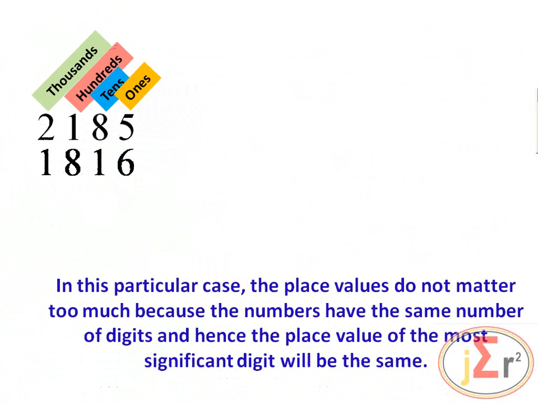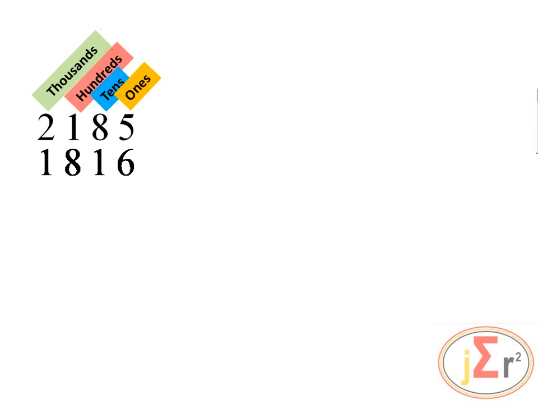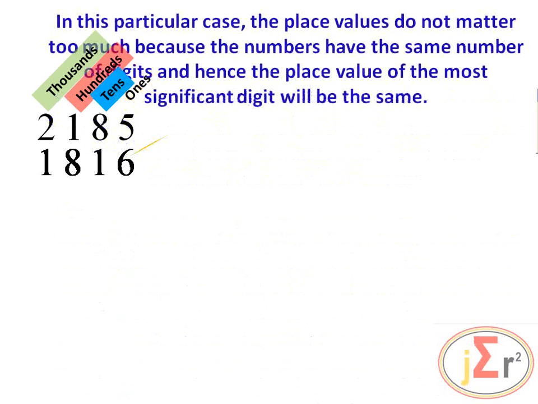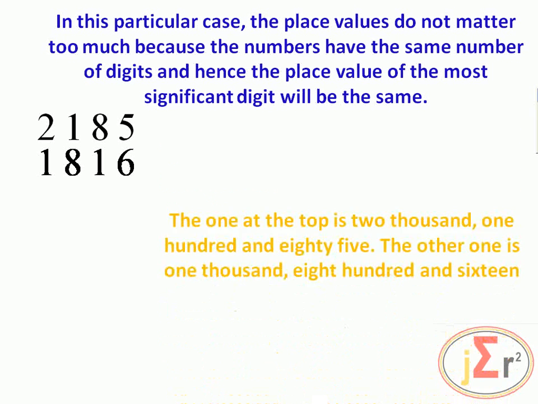What are we attempting to do on this slide, Jerry? There we have 2,185 and we have 1,816. In this particular case, the place values do not matter too much because the numbers have the same number of digits, and hence the place value of the most significant digit will be the same.